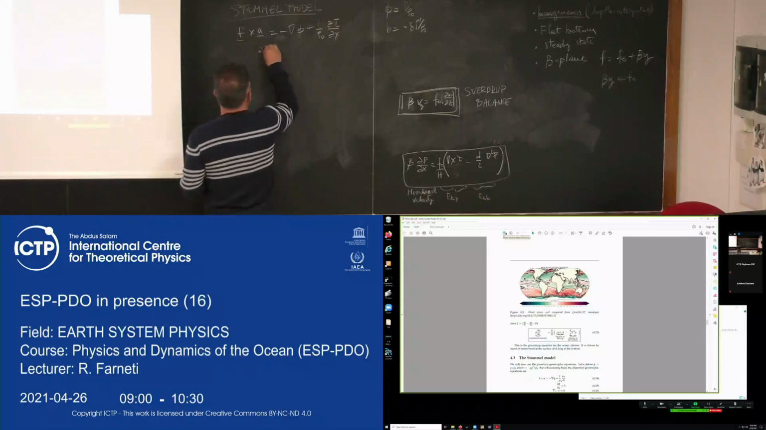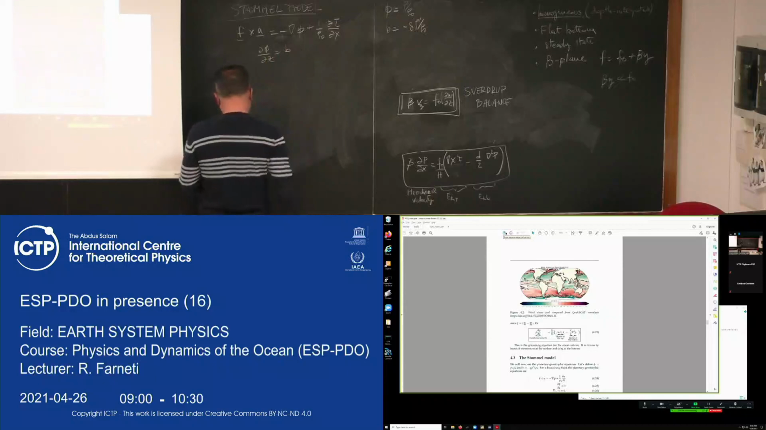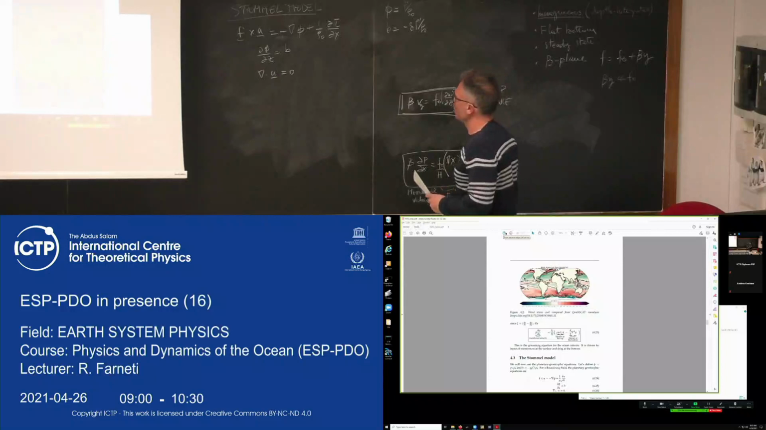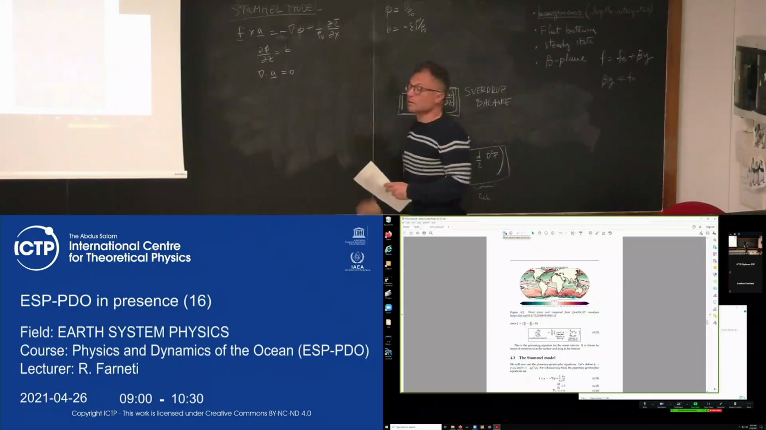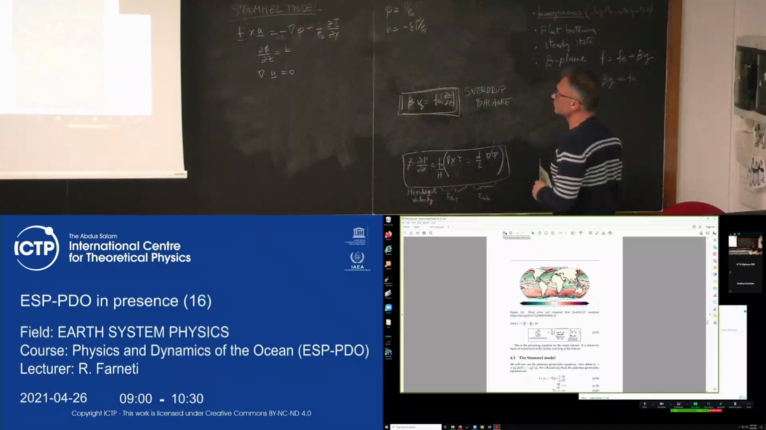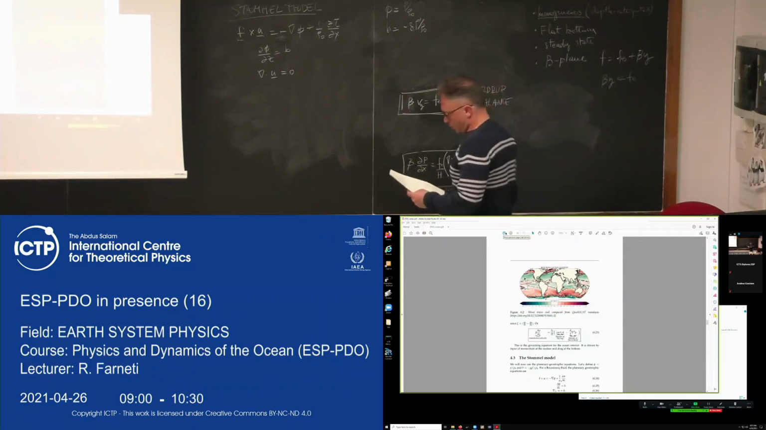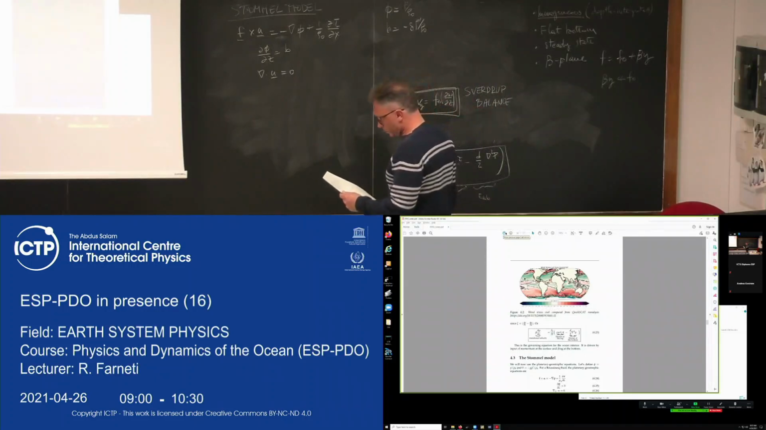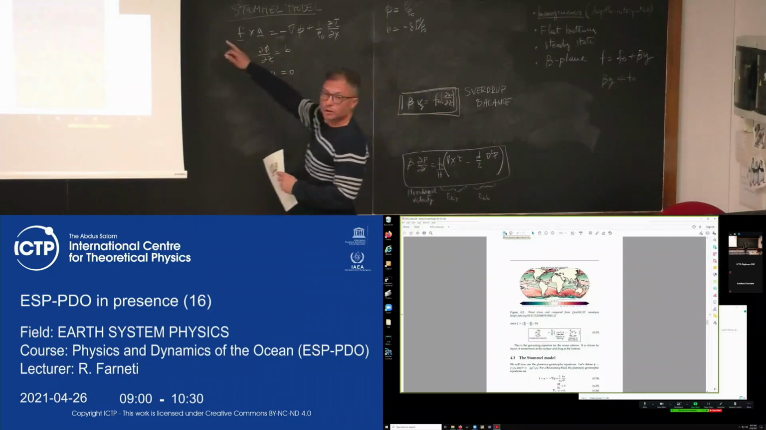And then we have hydrostatic balance, and we have continuity. Okay, so here we have used the geostrophic momentum equations, and we have retained the frictional term as before. Okay, so these are the two horizontal momentum equations, okay?